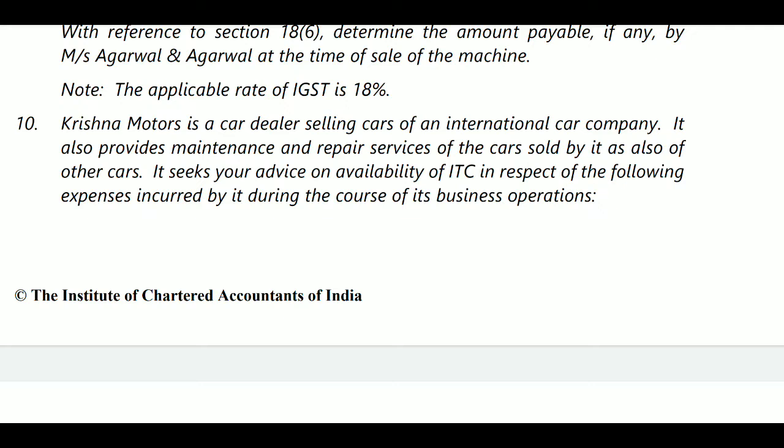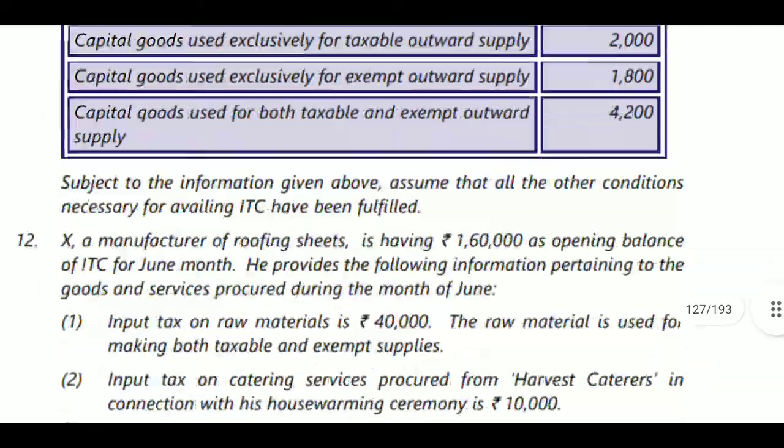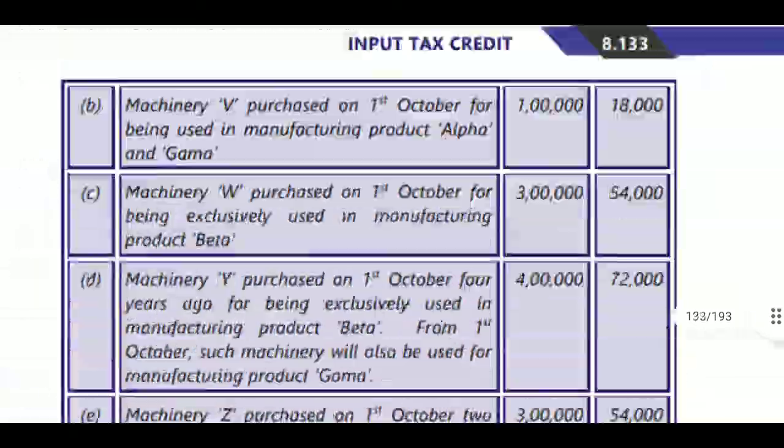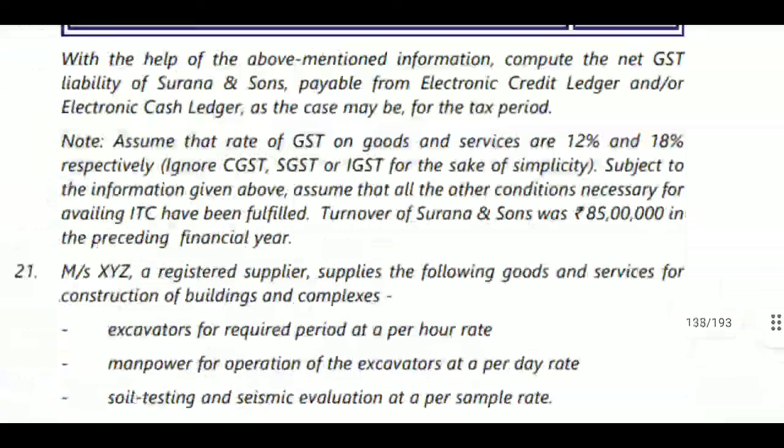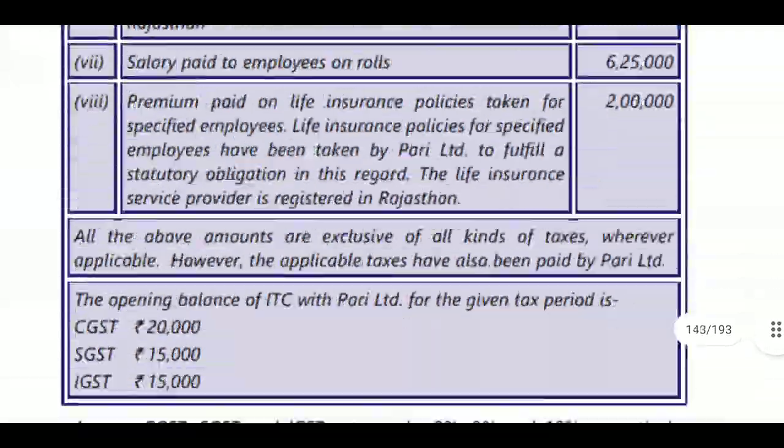Two of such cars were destroyed in an accident while being used for test drive by potential customers. Since they are destroyed goods, no ITC will be allowable. Next, work contract service availed for construction of a car parking shed in its premises. I think a car parking shed is not a plant and machinery, so ITC will not be allowable. So in both cases ITC is not allowable as per section 16.